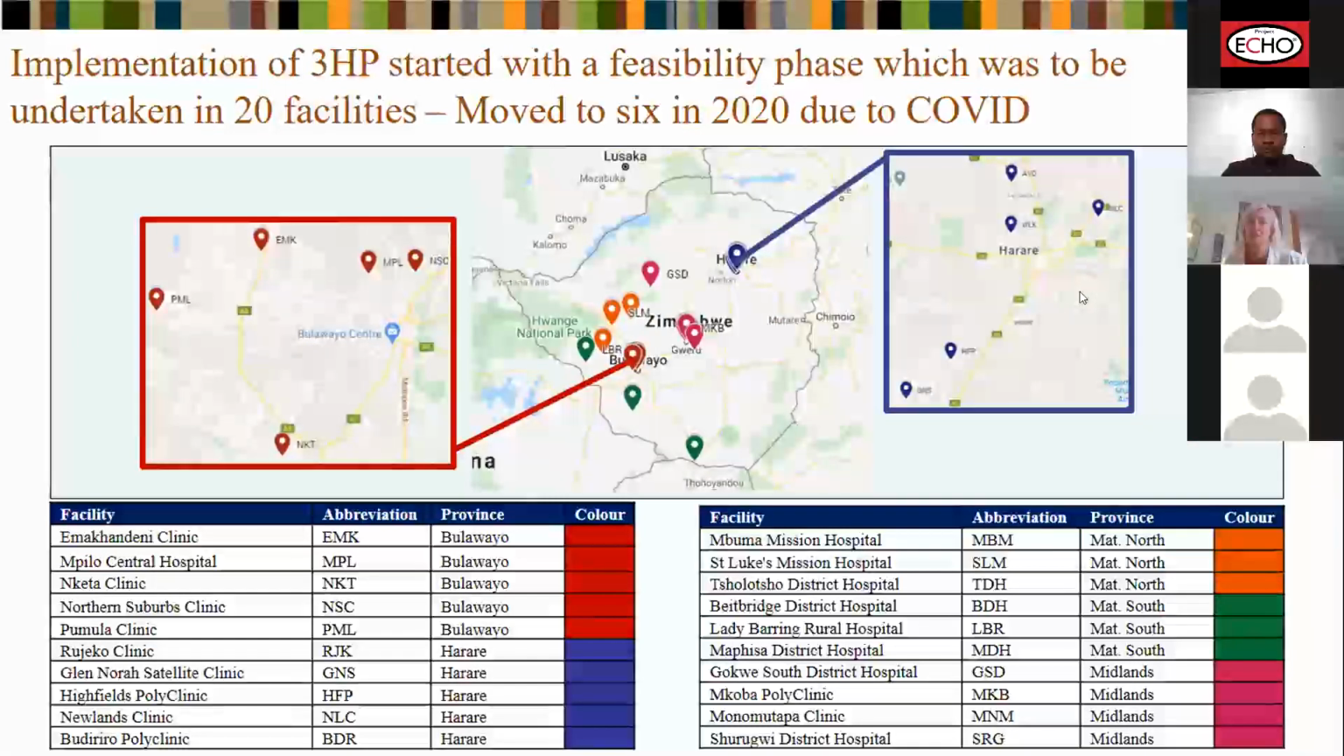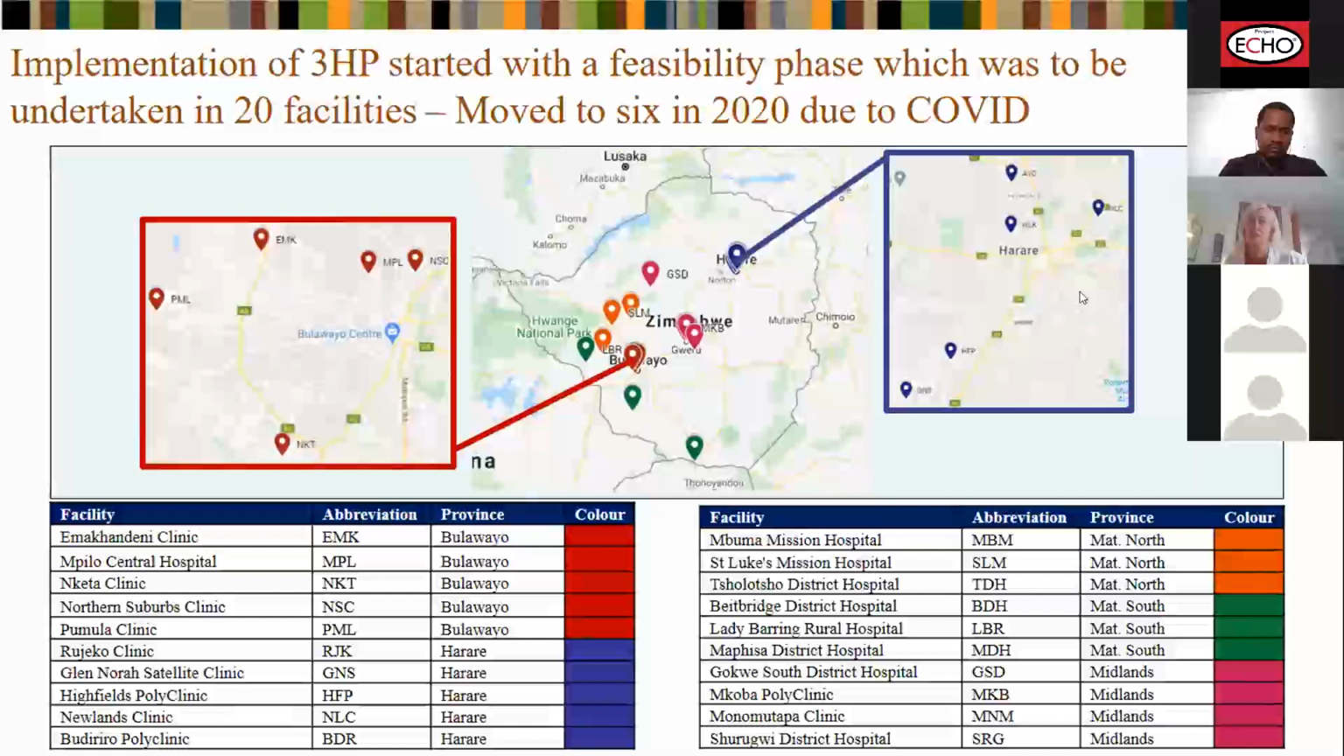So for implementation of 3HP, we started with a feasibility approach, and this feasibility study was going to be undertaken in 20 facilities, but because of the various challenges that we faced last year due to the COVID response globally, we only managed to start implementation in 6 facilities.